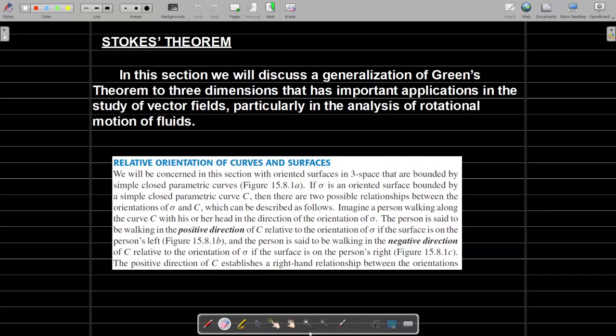Welcome friends. In this video we will be looking at Stokes theorem. Stokes theorem is actually a generalization of Green's theorem to three dimensions.